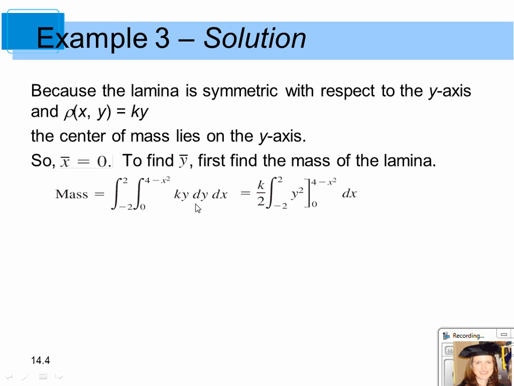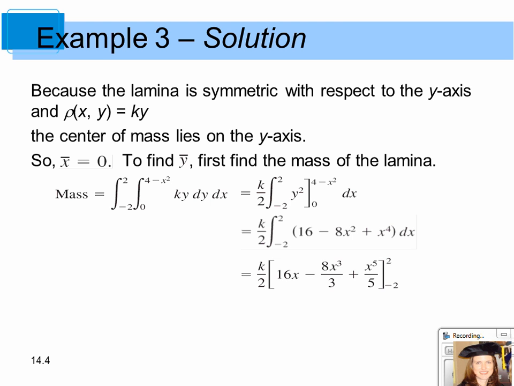When you integrate the inside with respect to y, you get y squared over 2, and since k is a constant, you can bring that out in front with the 1/2 when you integrate. And then you evaluate at the upper bound and the lower bound and simplify your result. Then you are left with a single definite integral, and you can take the antiderivative, substitute in the upper and lower bounds, and simplify the result to get the total mass of 256k over 15. Now that's the mass of the lamina.